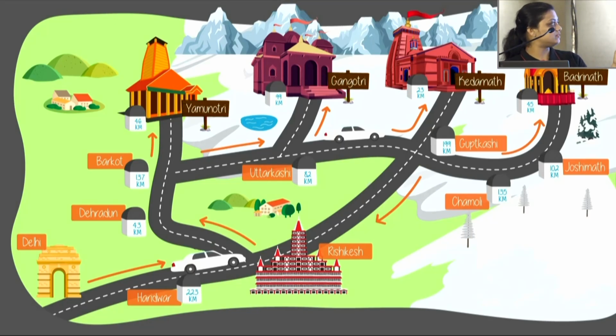These are the 4 peaks, Yamunotri, Gangotri, Kedarnath and Badrinath, from where we get a bunch of patients during the Chardham period. So any questions?